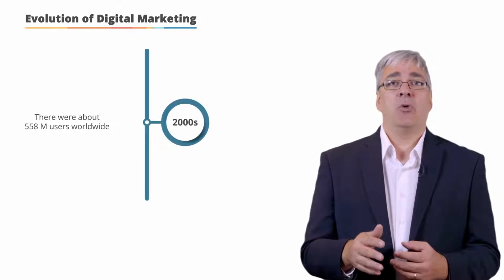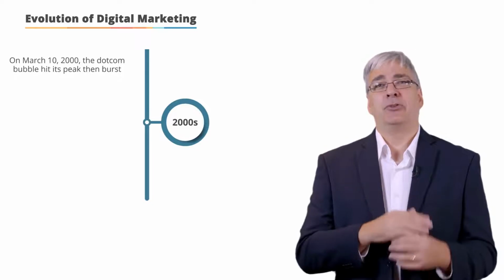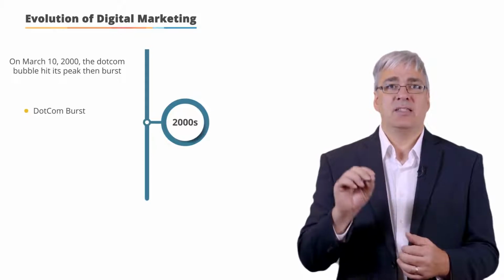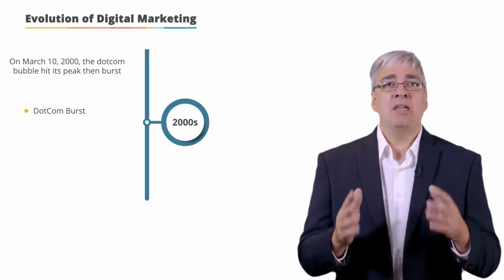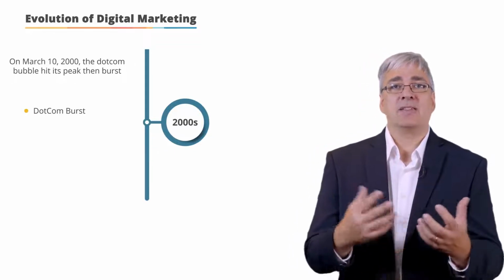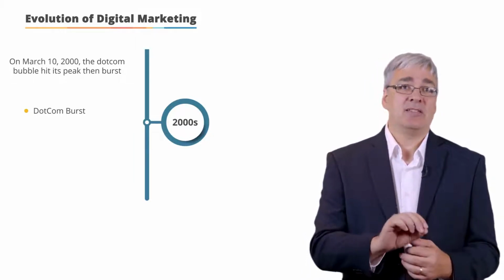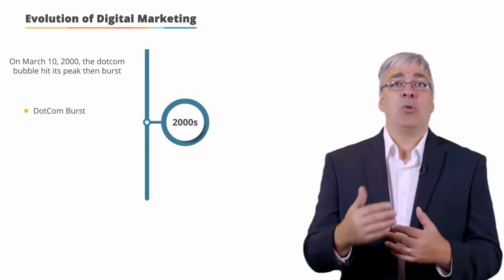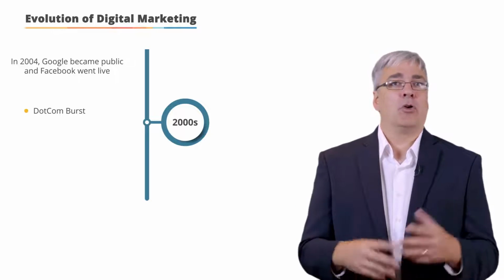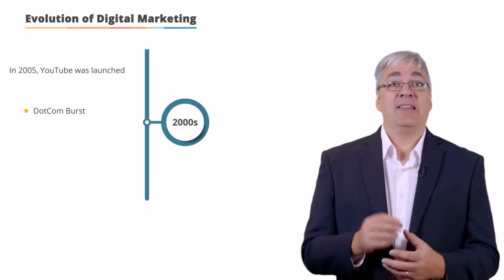By the year 2000, there were 558 million internet users worldwide. But things took a turn in March 2000, when the speculative dot-com bubble hit its peak, then burst. By the mid-2000s, digital behavior changed the power dynamic between buyer and seller dramatically. Users began researching products and making decisions about them online and on their mobile phones before ever talking to a salesperson. In 2004, Google goes public, Facebook goes live, then it's YouTube, Twitter, and Amazon sales reached $10 billion.